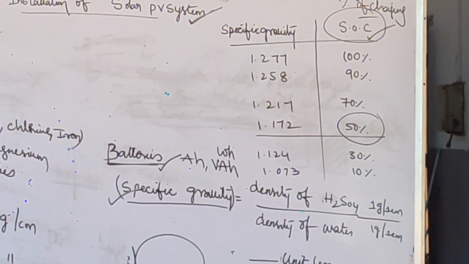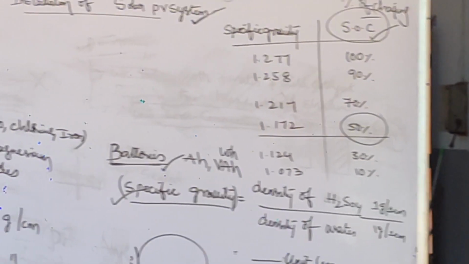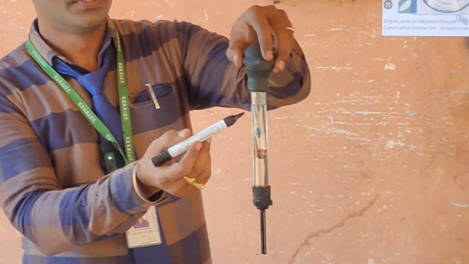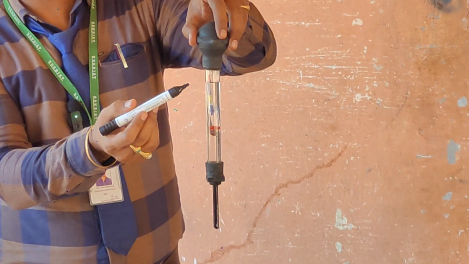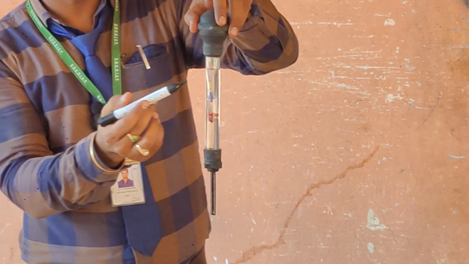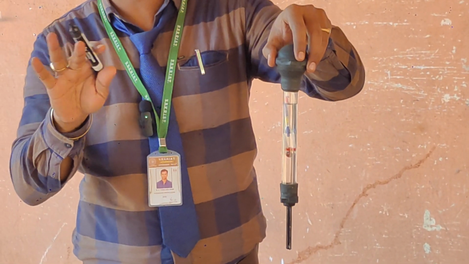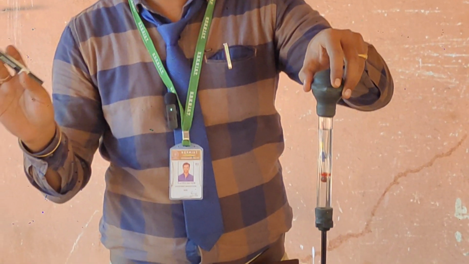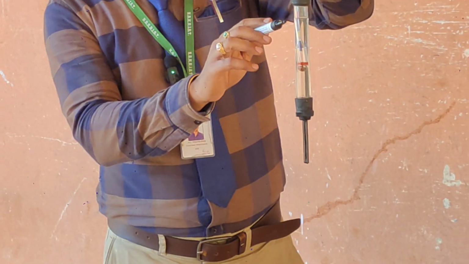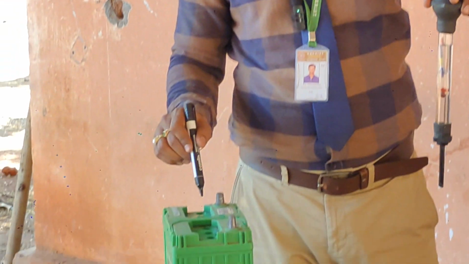So for each cell we have to check the water level. Each should have which color? The violet color, and then I can say the battery is in good condition. If it shows yellow color, the battery is 100% charged. There's no need to change the distilled water. Now it is showing red color, so we have to fill water in this cell.